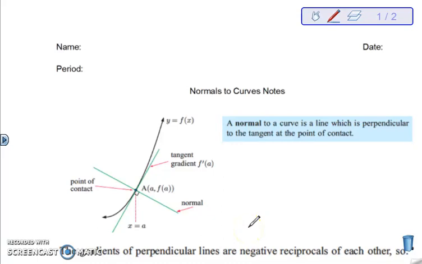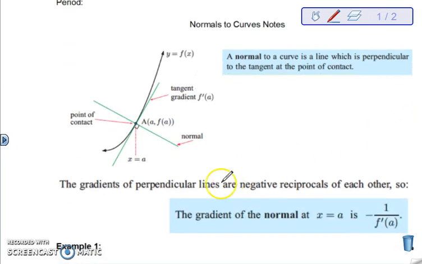All right, welcome. Today we are discussing normals to curves. So this is actually pretty similar to tangent lines. The biggest difference here is that instead of the slope of the tangent line matching the slope of the curve, a normal line intersects the curve at a right angle.